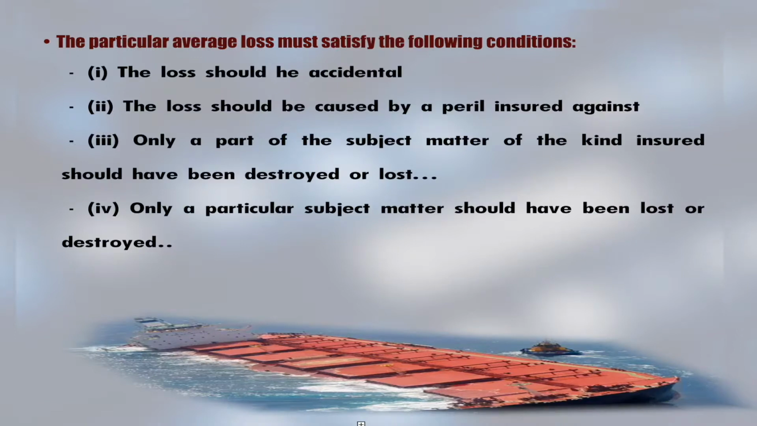The particular average loss must satisfy some conditions. The loss should be accidental. The loss should be caused by a peril insured against. Only a part of the subject matter of the kind insured should have been destroyed or lost. Only a particular subject matter should have been lost or destroyed.